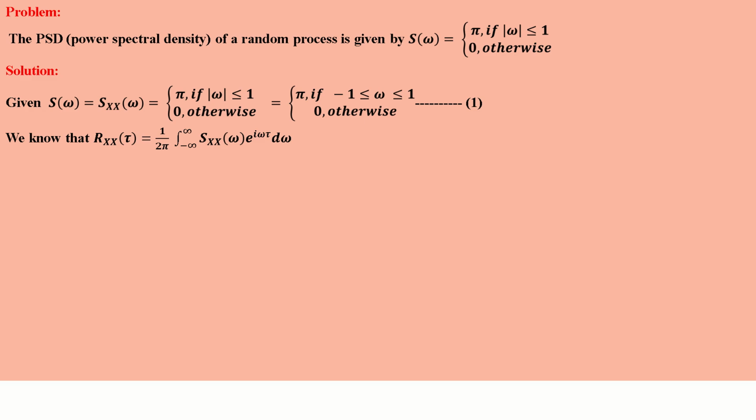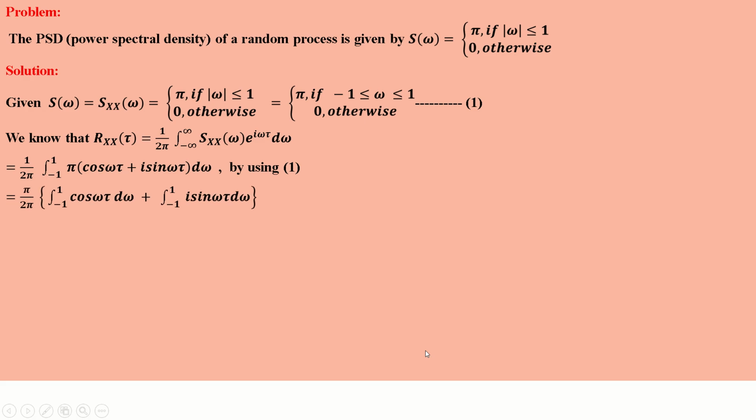We know that R(τ) = 1/2π ∫ from -∞ to +∞ S(ω) e^(iωτ) dω, because R is the inverse Fourier transformation of S(ω). This equals 1/2π ∫ from -1 to +1 π (cos ωτ + i sin ωτ) dω, because given S(ω) = π if ω lies between -1 and +1. So the lower limit is -1, upper limit is +1. And we know e^(iωτ), by De Moivre's theorem, is cos ωτ + i sin ωτ.